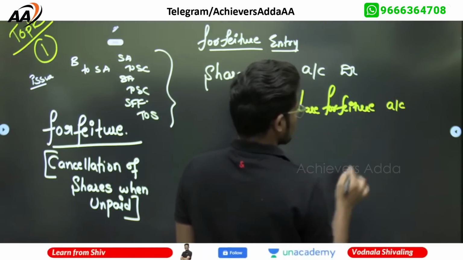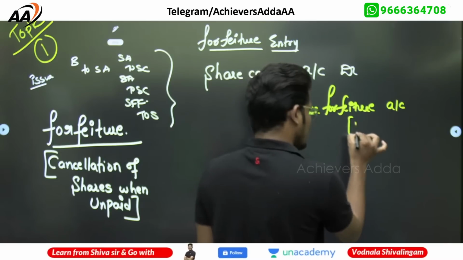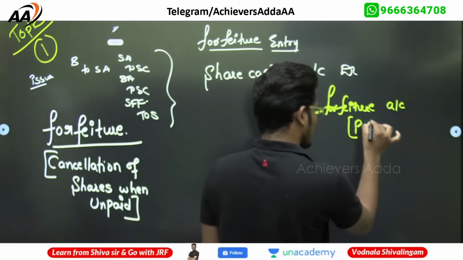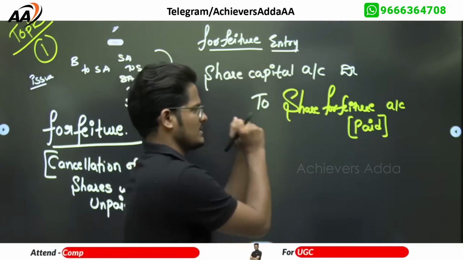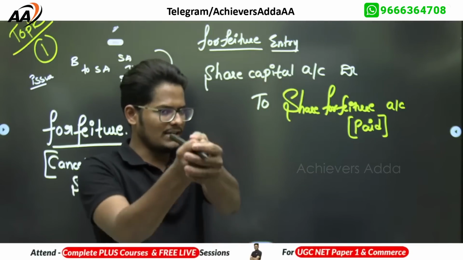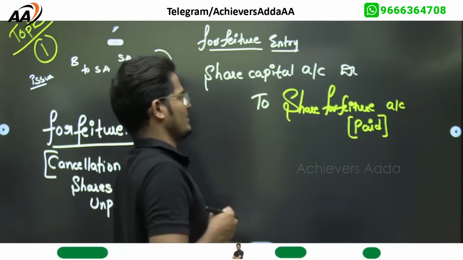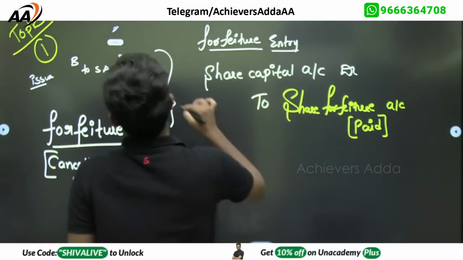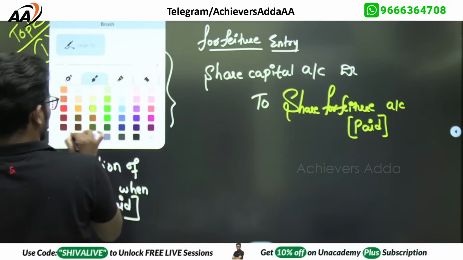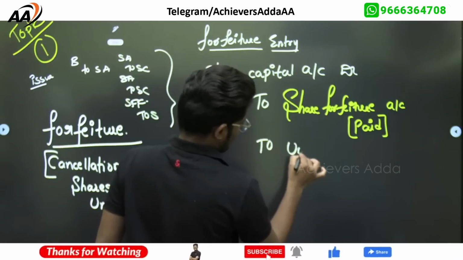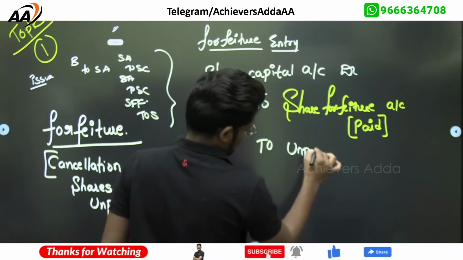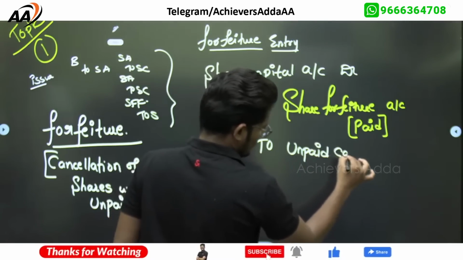Forfeiture account. In this, how much do we need to mention? Whatever paid amount there is, we will send to one account called share forfeiture. The amount that we already collected on the shares will be sent to share forfeiture, and the remaining will be the unpaid amount. Because of this, that is the unpaid calls account.